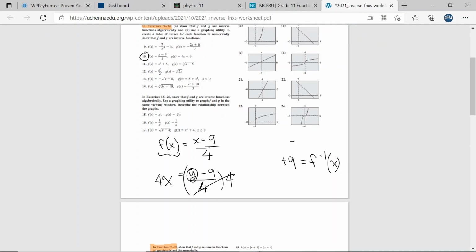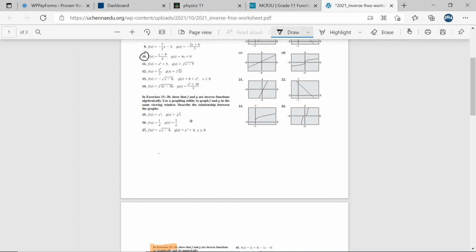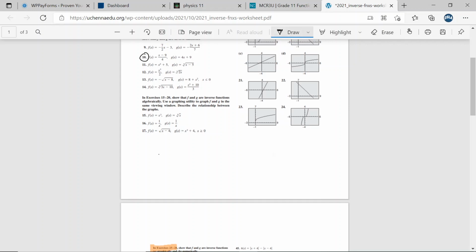Now, one important property of inverse functions is what happens if I put the inverse function inside of the original. And what does that really mean? Okay, so let's take a couple of these functions. Let's take number 10. We've got these two functions. So we have f of x is equal to x minus 9 over 4.